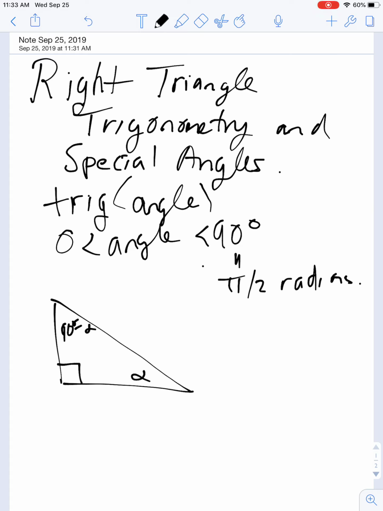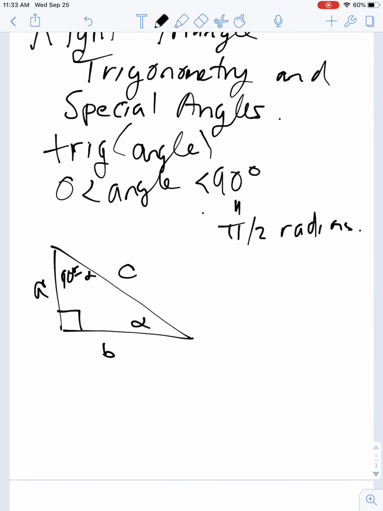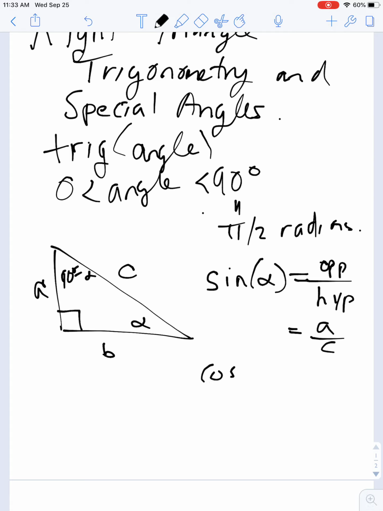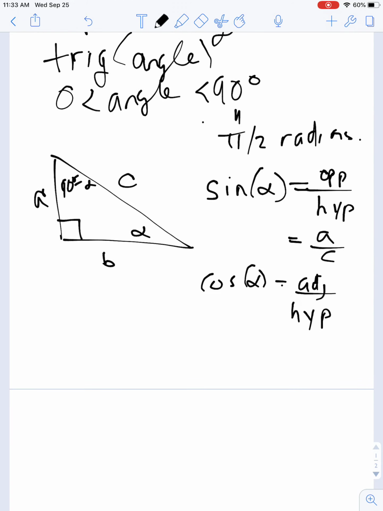So now if we've got three sides here, let's say A, B, and C for the hypotenuse of the triangle, we've got 6 fundamental trig functions. Sine of alpha is equal to the opposite over the hypotenuse, or in other words, A over C. Cosine of alpha is equal to the adjacent over the hypotenuse, or B over C.